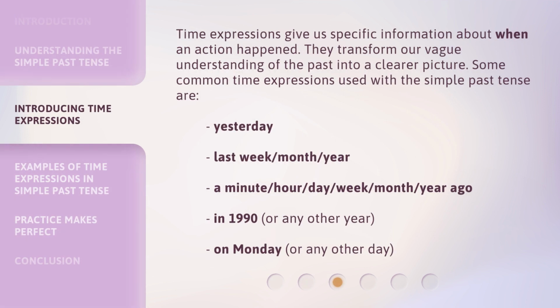Time expressions give us specific information about when an action happened. They transform our vague understanding of the past into a clearer picture. Some common time expressions used with the simple past tense are yesterday, last week, last month, last year, a minute ago, an hour ago, a day ago, a week ago, a month ago, a year ago, in 1990, or any other year, on Monday, or any other day.